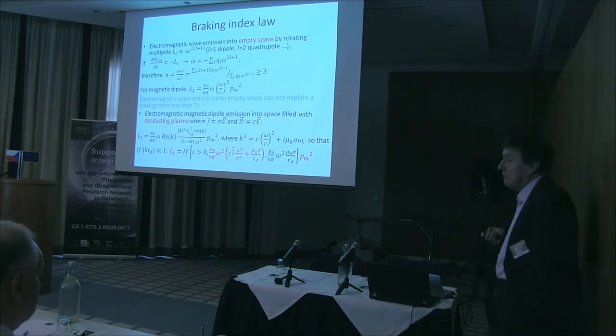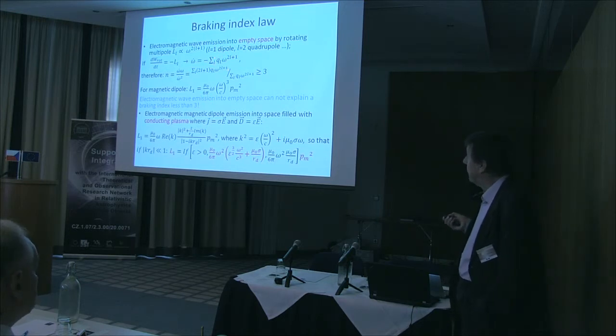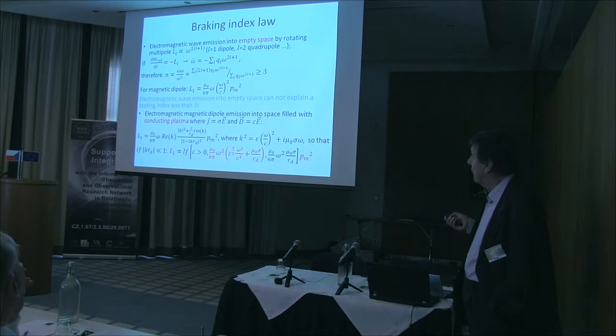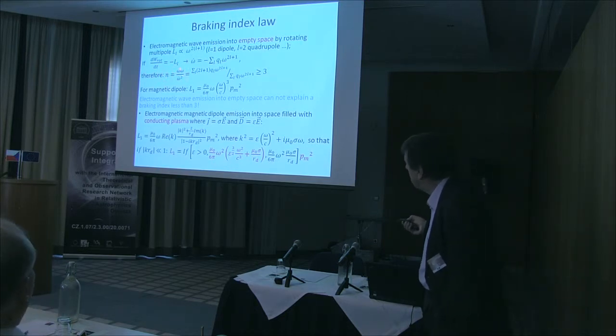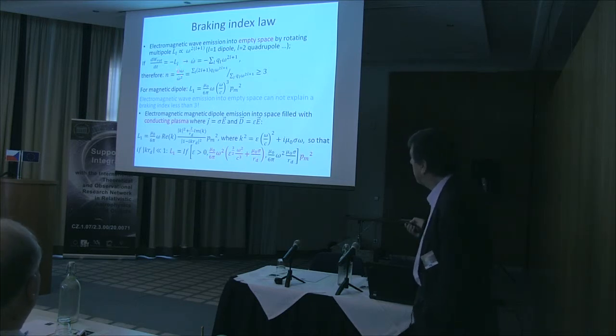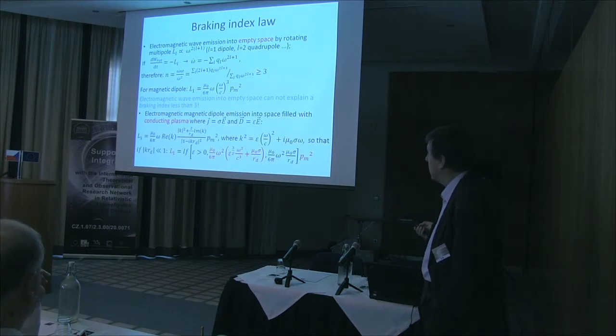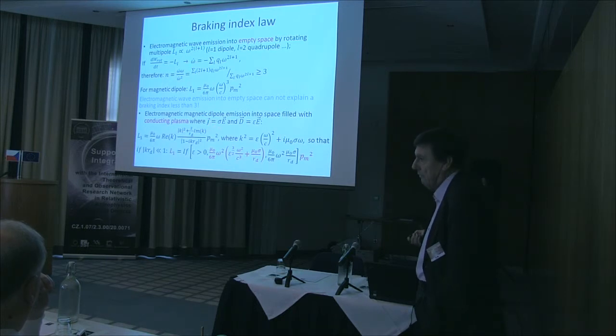But if you suppose they emit some kind of multipoles, then the loss of rotational energy will be equal to the radiation of a multipole, which could be expressed as Q_L, the strength of the multipole, times omega to the 2L plus 1. Therefore, the breaking index is omega dot dot times omega over omega dot squared, sorry, this is omega double dot. The second dot is not seen here, I don't know why. But this number is of course always bigger than 3, but the crab has a breaking index always smaller than 3. So electromagnetic wave emission into empty space cannot explain a breaking index less than 3. It's just as simple as that.